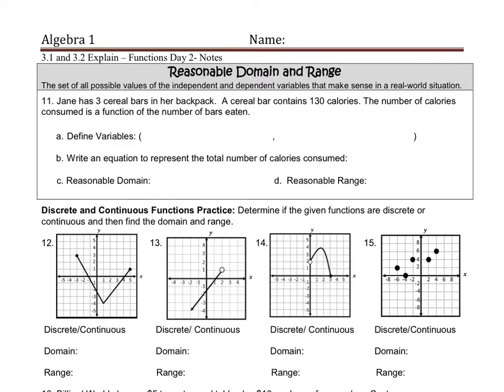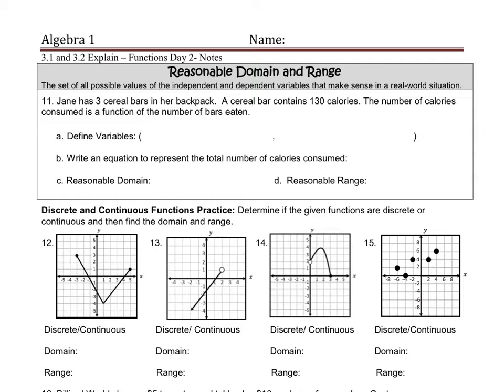Now that you've learned how to represent the domain and range of a continuous function, let's look at presenting reasonable domain and range. So we have a situation where Jane has 3 cereal bars in her backpack, and each bar contains 130 calories. And so we want to represent the reasonable domain and range for this situation.